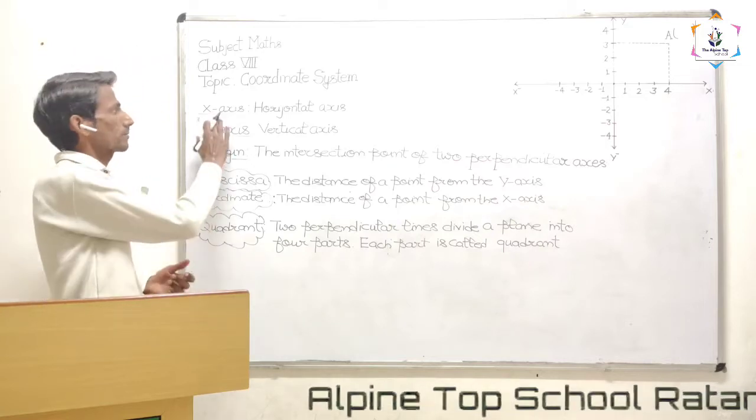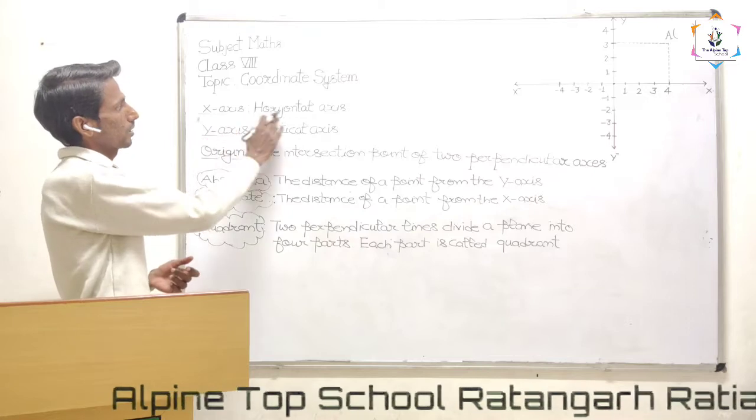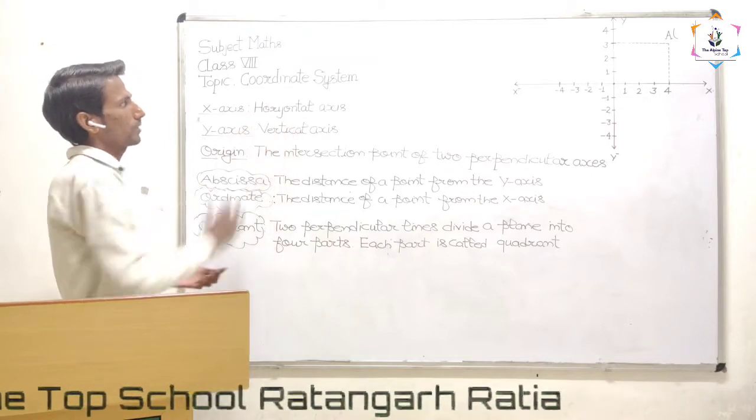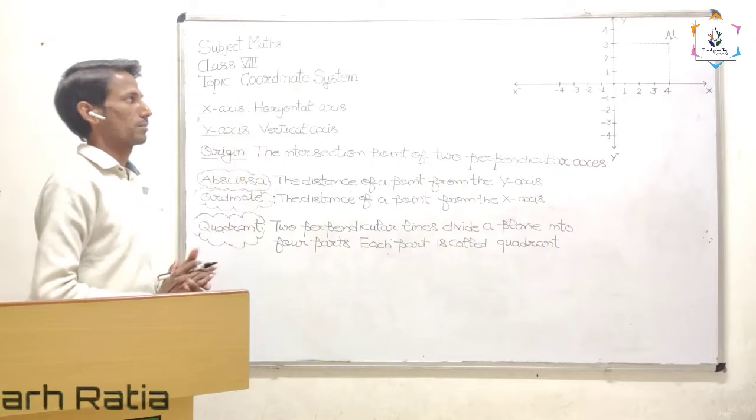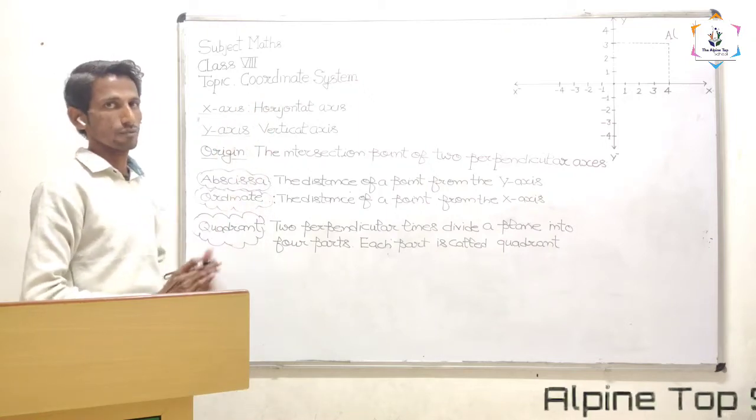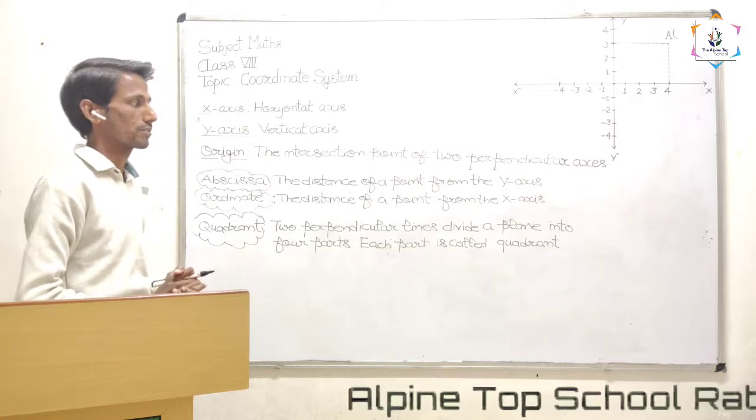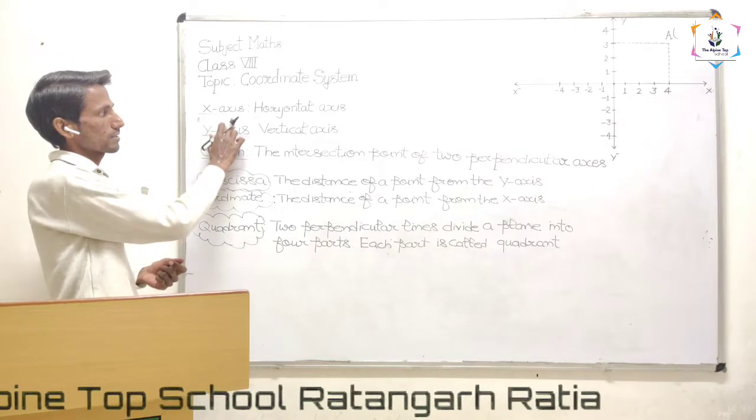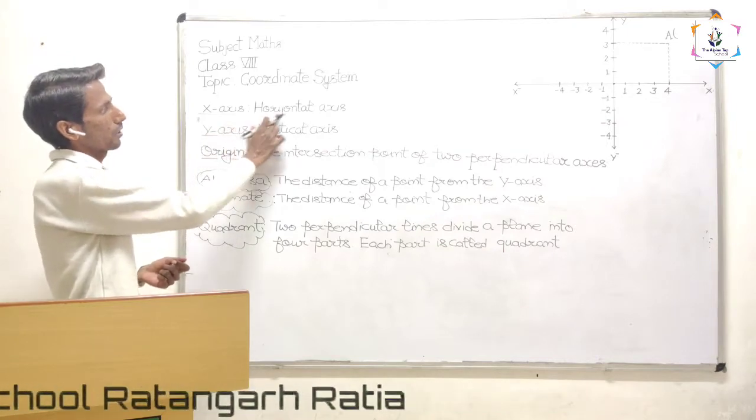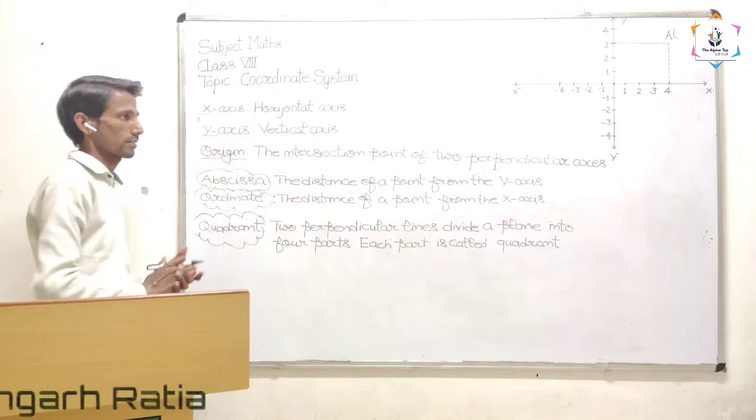The first one is you must have knowledge about the two axes, because whenever we study the coordinate system, you must have knowledge of its each basic structure and each basic point. The first one is the x-axis. I have noted here horizontal axis known as x-axis.